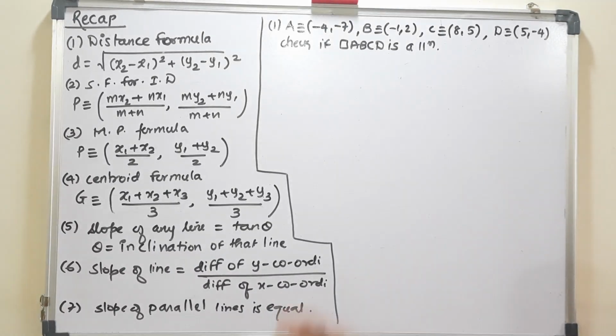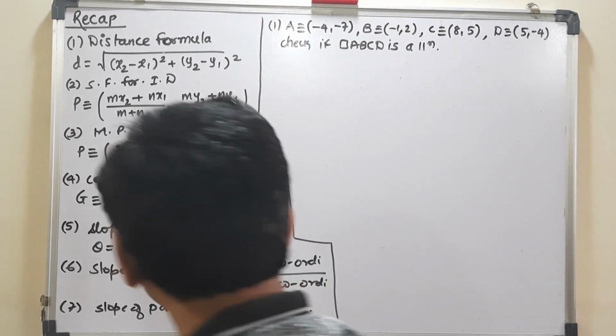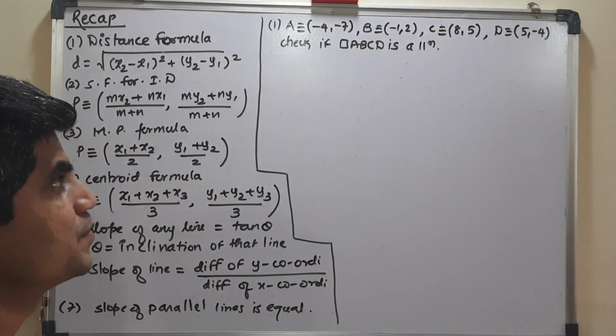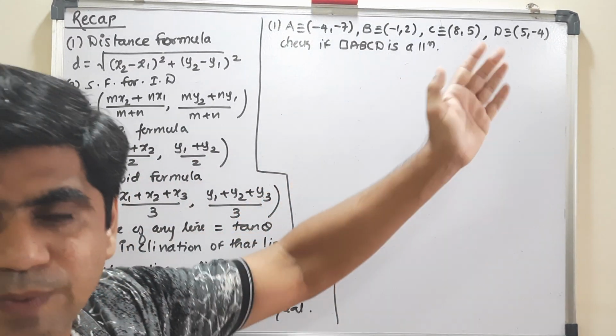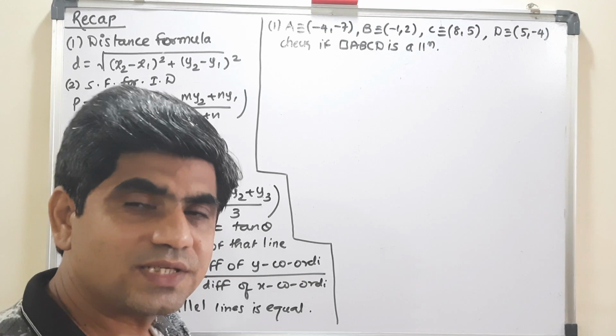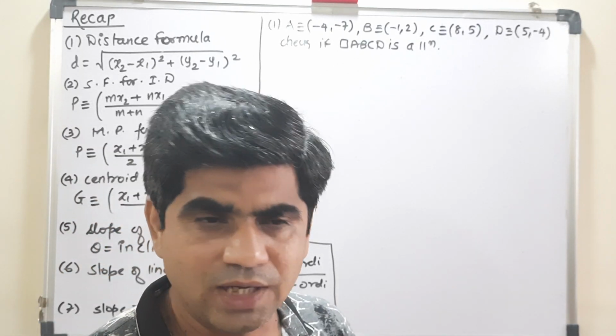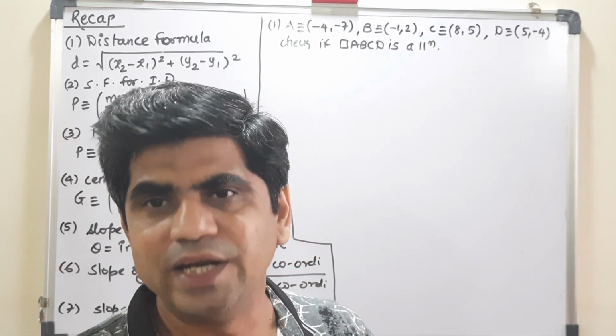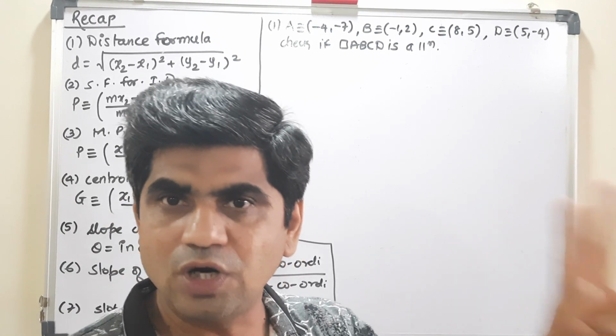Now this question I have written here. It says ABCD is a particular quadrilateral. I will check whether it is a parallelogram or not. This can be done using the distance formula, but with the distance formula it becomes very lengthy. So we'll go by two short methods.